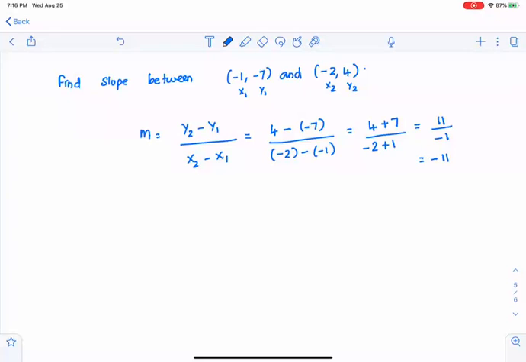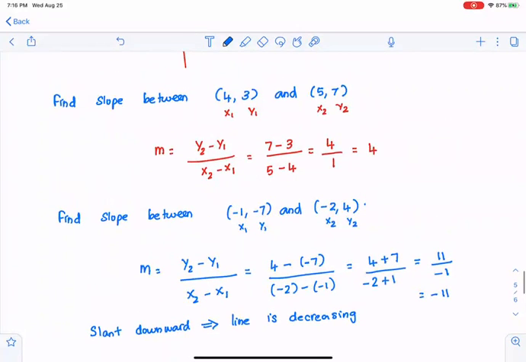And if someone asked you, is the line that's going through these points increasing or decreasing? Well, in this case, since it's negative, the line that passes through the points will be decreasing. In other words, it will slant downwards. So this is a slanting downward slope. This simply would mean that the line is decreasing. And in the previous case, it slants upward. And that means the line is increasing.